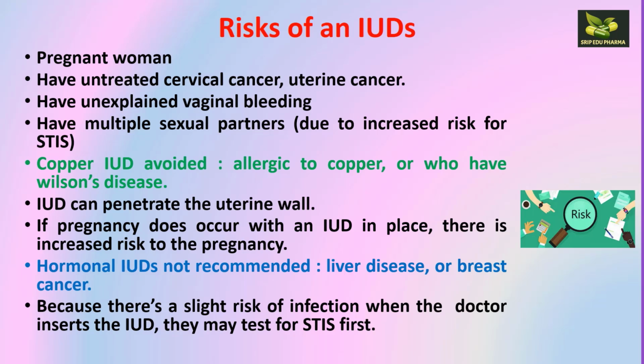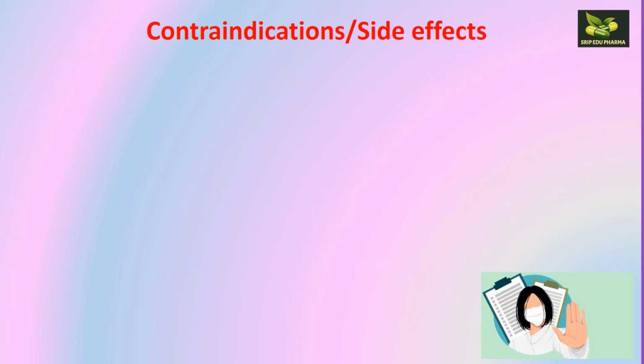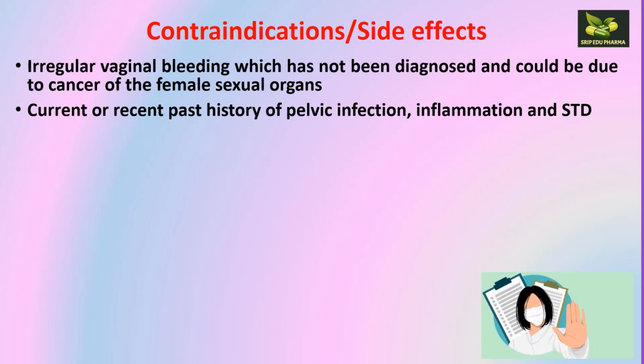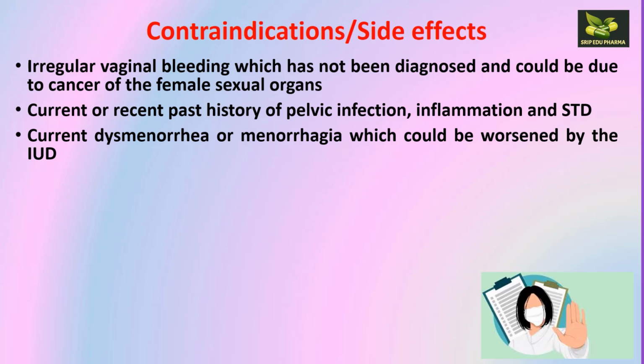Then hormonal intrauterine devices are not recommended for women who have severe liver disease or who have or may have breast cancer. Then there is a slight risk of infection when the doctor inserts the intrauterine device. They may test for sexually transmitted infection first. There could be some contraindications or side effects also, like irregular vaginal bleeding which has not been diagnosed and could be due to cancer of the female sexual organs. Then there might be a current or recent past history of pelvic infection, inflammation, or sexually transmitted disease. Then in current dysmenorrhea or menorrhagia, which could be worsened by the use of intrauterine devices.